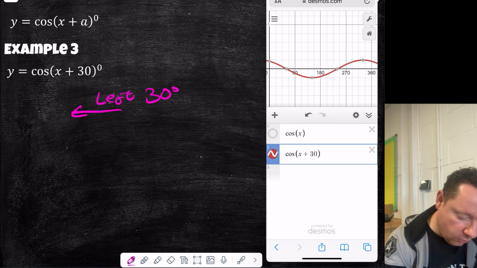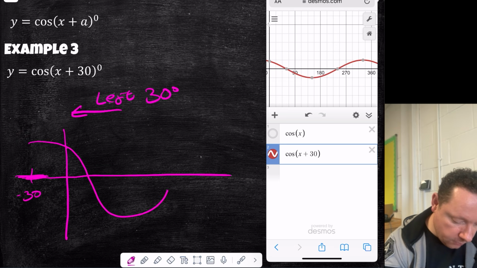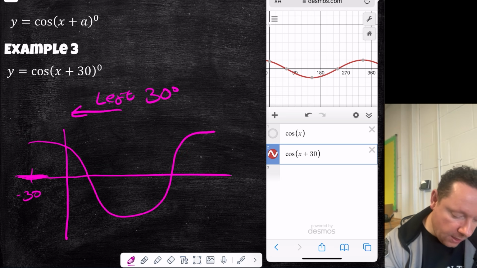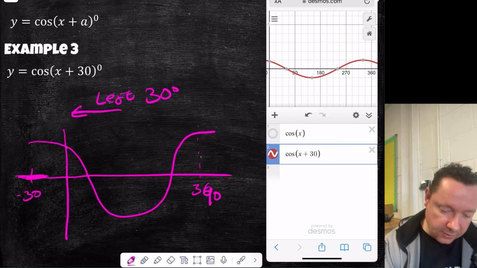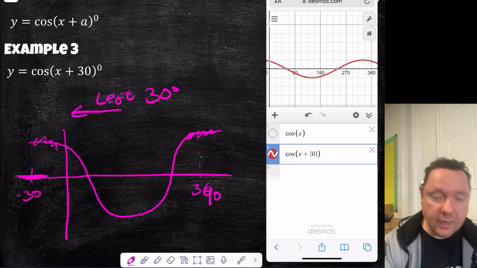So how do I actually draw that? Well, what you imagine is, you imagine shifting back 30. So my new graph starts at minus 30, and then I'll just draw it as normal from there. But that means I'm up to 390. So now I'll just delete everything I don't need. So I would delete this bit, and I would delete this bit. So I'll just draw it so that it goes between the points.